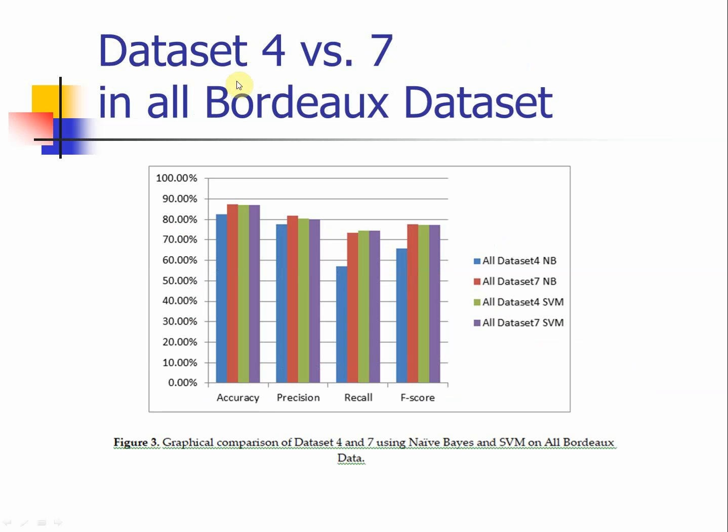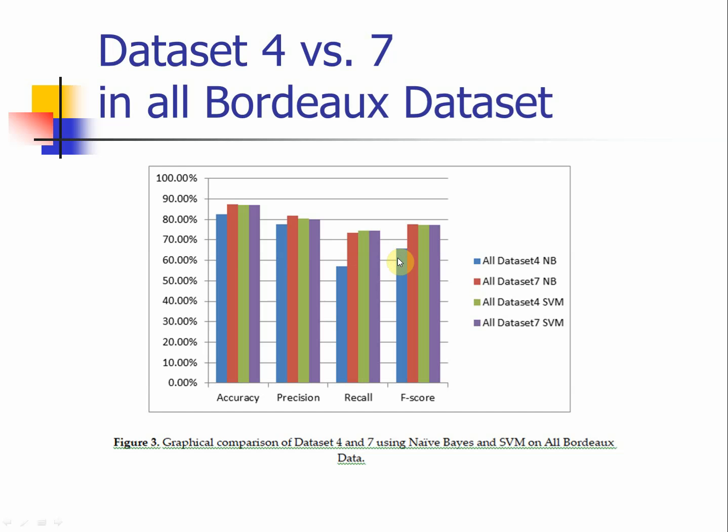So now we see dataset 4, which uses all the attributes, versus dataset 7, which uses category plus normalized attributes. We want to discuss a little bit which one is better. By looking into the figures, you can see that in the all Bordeaux dataset, dataset 7 is actually better than dataset 4, because for dataset 4, the blue ones, which use naive Bayes, are not performing well in most of those.